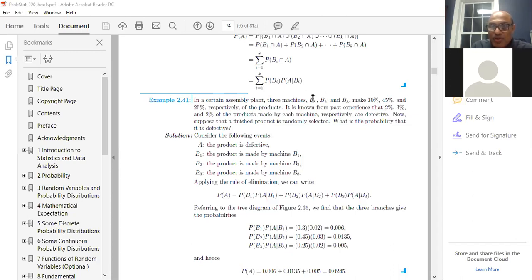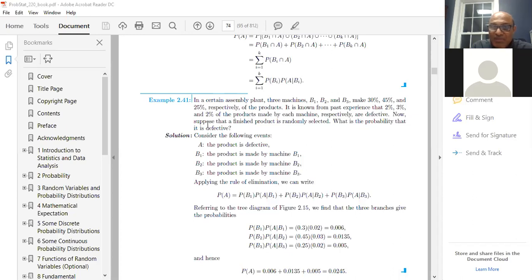That means the total product from machine B1 is 30%. Out of this 30%, 2%, meaning 0.02, are defective. Out of 45%, meaning out of 0.45, 0.03 are defective. Out of 25%, meaning out of 0.25, 0.02 are defective.